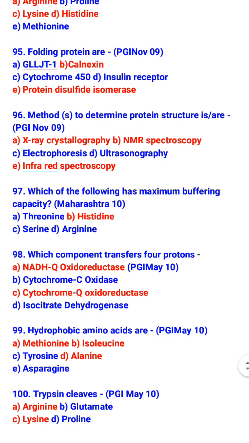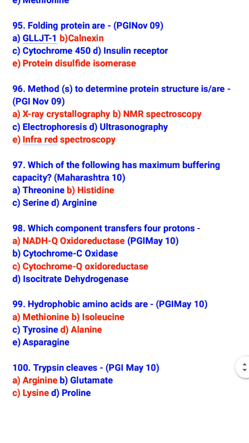Which of the following has maximum buffering capacity? Histidine. Which component transfers 4 protons? NADH-Q oxidoreductase and cytochrome Q oxidoreductase. Hydrophobic amino acids are methionine, isoleucine and alanine. Trypsin cleaves arginine and lysine.